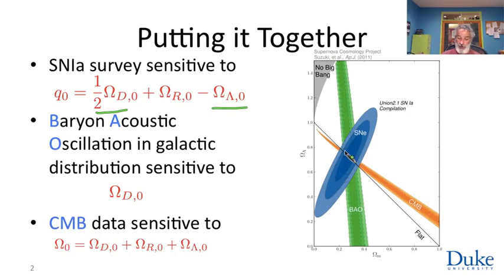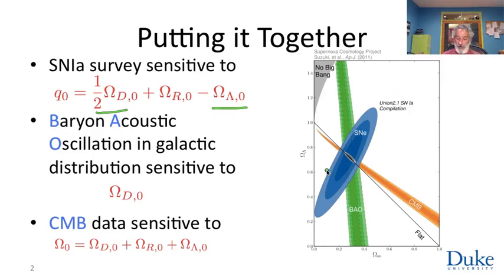We get a very good measurement of this quantity in this direction, but we get less sensitivity to the sum of this plus that, because if you increase the matter density and also increase the dark energy density, the deceleration parameter doesn't change much. So the supernovae give us a good constraint in this direction, but not much in this direction.